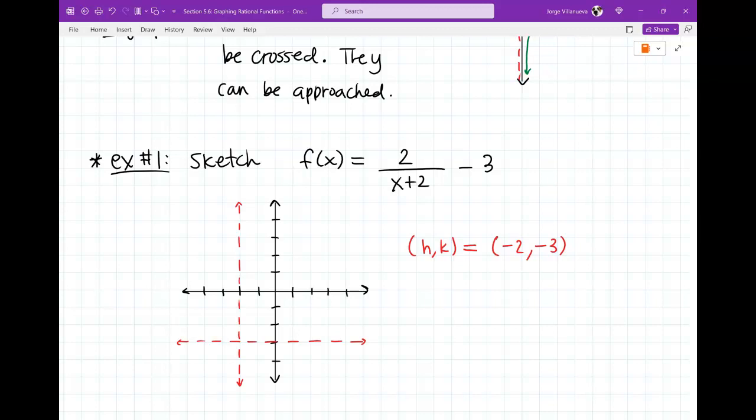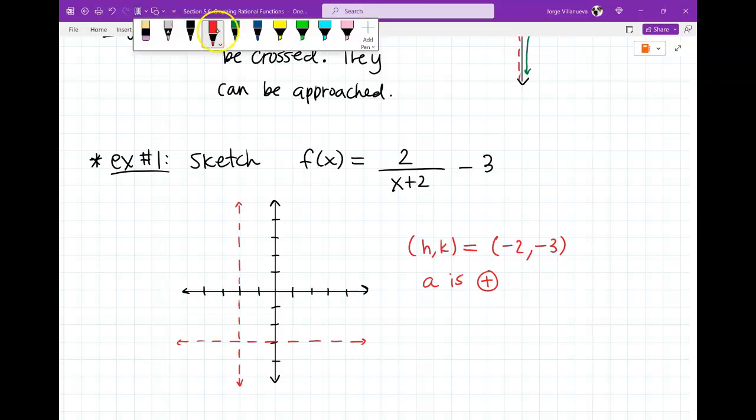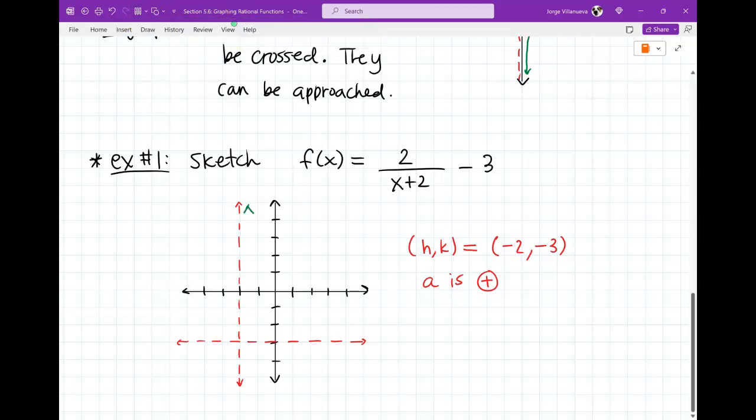Now my A is 2, right? So A is positive. So if A is positive, I'm supposed to graph it according to this red box on the bottom left and the top right. So here you go, and then I'm done. That's it. I'm done with this problem. Top right gets the graph. Bottom left gets the graph. And that's it.